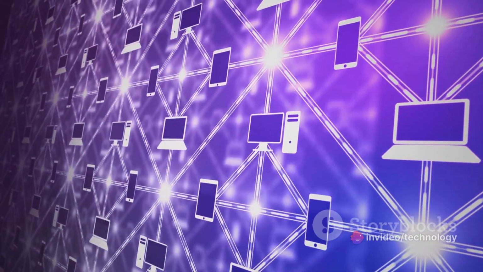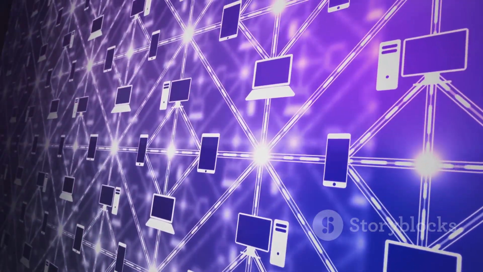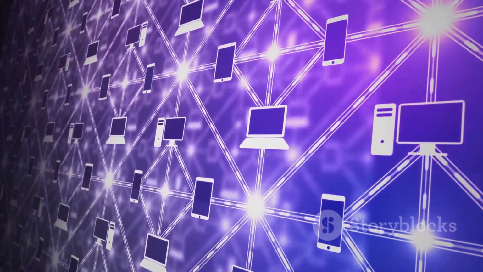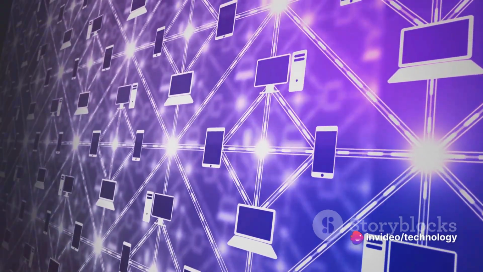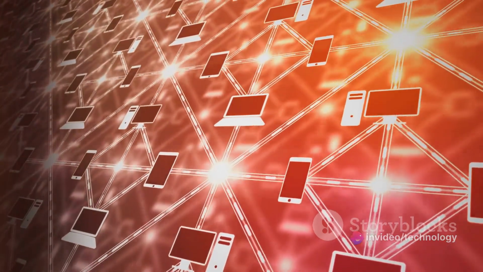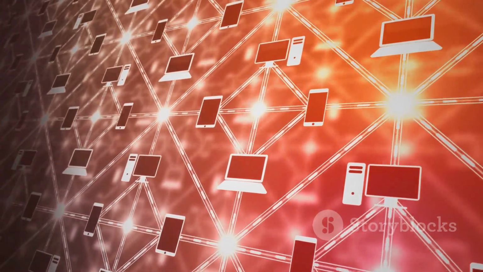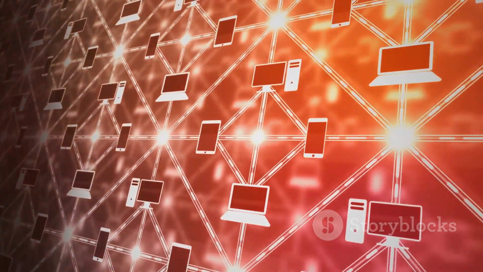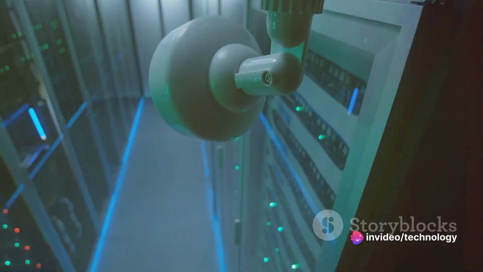But it's not just about fixing problems. The OSI model is also about optimizing communication. It ensures that data is packaged and transported efficiently, regardless of the devices or technologies being used. Whether you're sending an email from your smartphone or streaming a movie on your smart TV, the OSI model is working behind the scenes, making sure your data gets where it needs to go.